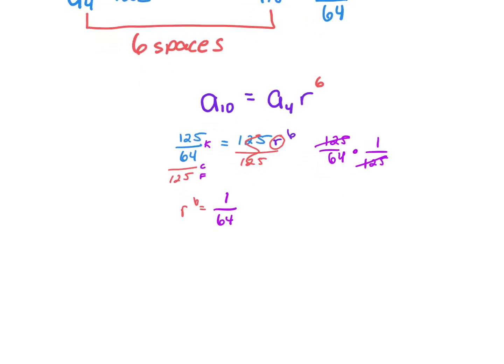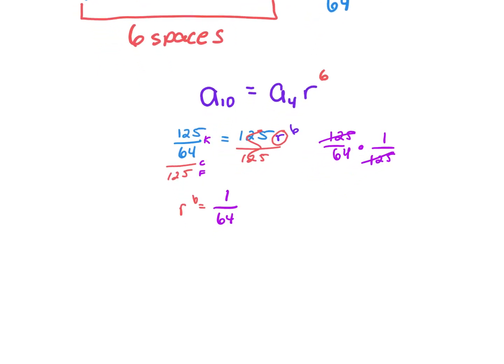Now, I don't want r to the 6th power. I just want r. So you just did the root of. You got to take the 6th root of both sides. So r equals, what number times itself 6 times gives me 1? 1. Sorry. What number times itself 6 times gives me 64? 2. So you found your common ratio to be what? 1/2, okay?